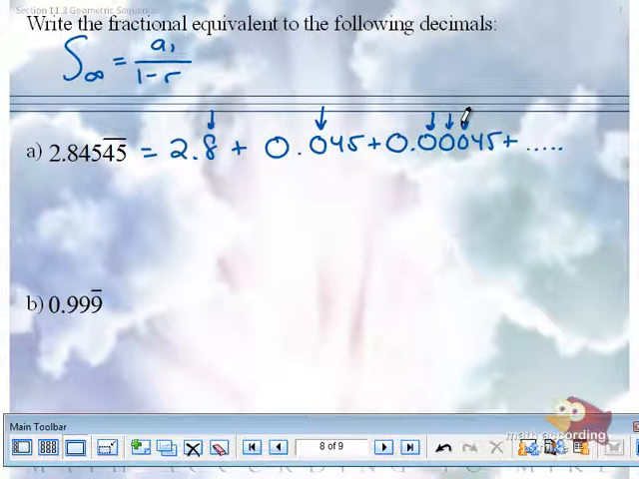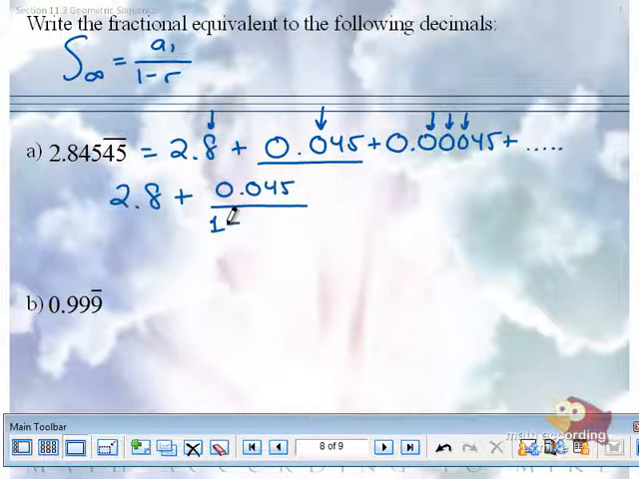Notice that the geometric part does not include the 2.8. It's the 45s that keep repeating. So when we're going to use this formula at the top, this 2.8 just sticks around. Notice the first term of the geometric series is 0.045. So that'll be our a sub 1 over 1 minus.